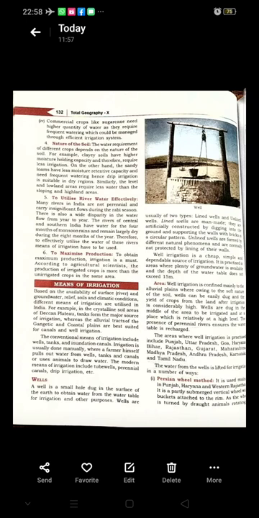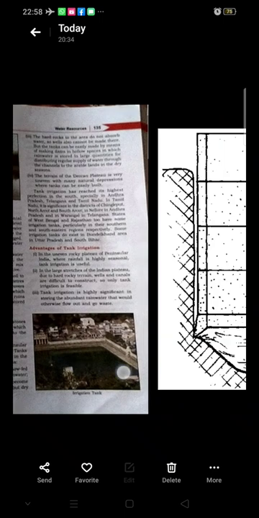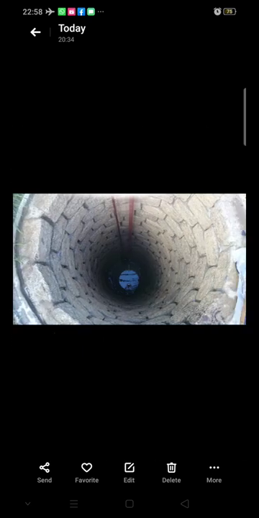Now, wells are of two types. You may underline this, the lined and the unlined wells. Now, what are these lined and the unlined wells? This is the lined well, where lining is given with bricks. That is called the lined well. We can see this picture here and it gives us the idea of a lined well.